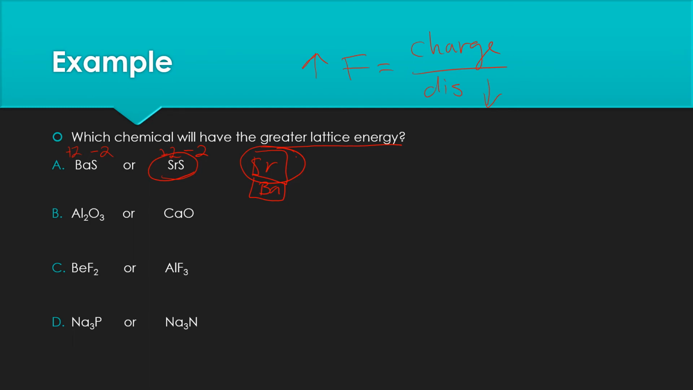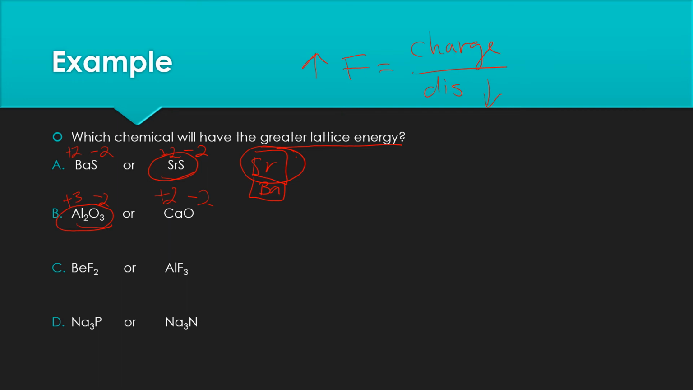All right, let's try another one. Aluminum is in group 13, it has a +3 charge. Oxygen is in group 16, has a -2 charge. Calcium's in group 2, has a +2, and they share oxygen with a -2. So looking at that, we see that the charges are not the same. Again, greater charge is greater force of attraction. So from there, we can judge that this one, aluminum oxide, would have a greater lattice energy because it has larger charges. Why don't you go ahead and pause and try the next two on your own and then play and we'll check them.